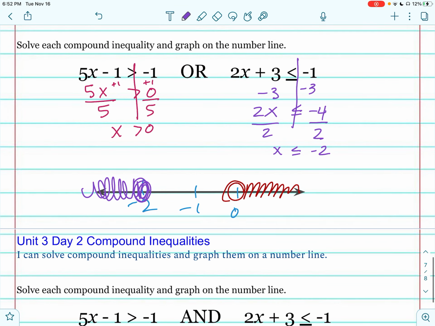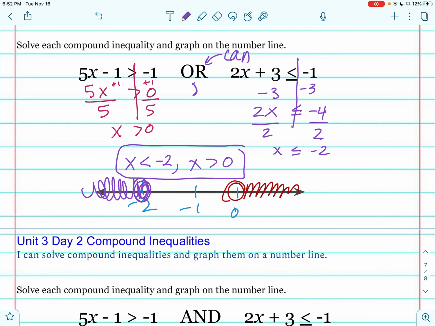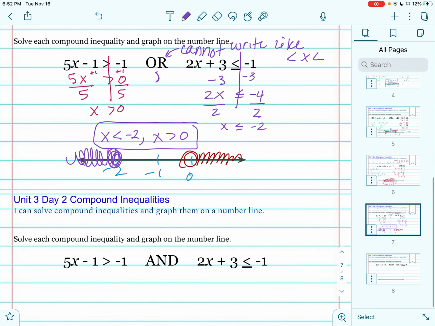Now because this is an or, I don't need an overlap, but ors need a comma between them. So my answer when I write this out is x less than or equal to -2, and x, not and, but x greater than 0. This is my answer, okay? You can't do this thing, okay? With an or, you cannot write them like that. So don't try to make one out of these.